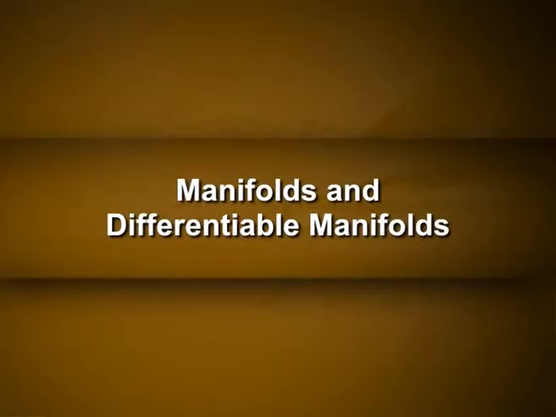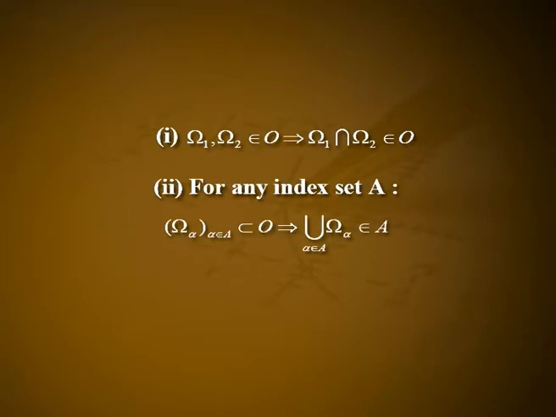Let us start with some basic definitions. Module 1: Manifolds and differentiable manifolds. A topological space is a set M together with a family O of subsets of M satisfying the following properties. First, Omega 1, Omega 2 elements of O implies Omega 1 intersection Omega 2 is an element of O. Second, for any index set A, Omega alpha, where alpha is an element of A, is a subset of O implies the union over alpha in A of Omega alpha is an element of O. And third, the empty set and the whole set M are elements of O.